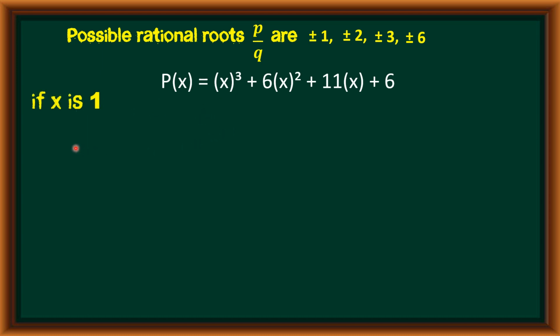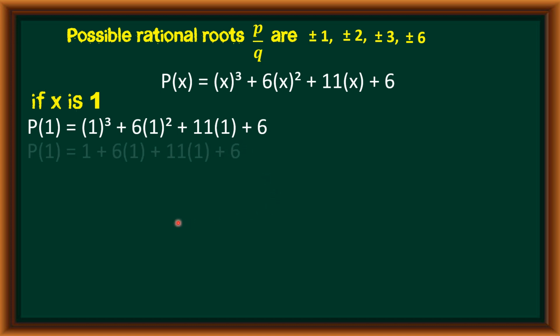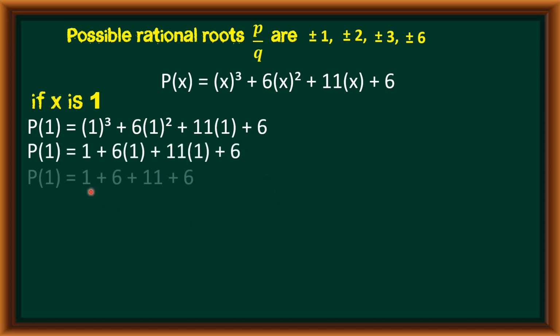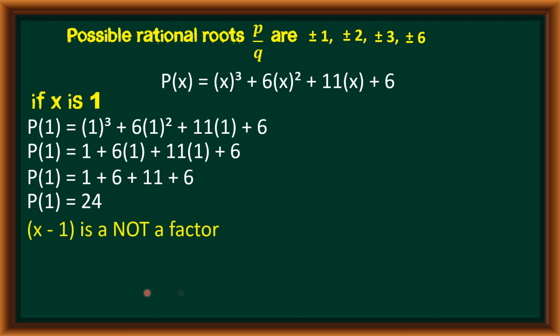Let us try if x is equal to 1. Substituting the value of 1 to x, we have 1 cube plus 6 times 1 square plus 11 times 1 plus 6. Simplifying, we have 1 plus 6 plus 11 plus 6. And P of 1 is equal to 24. Yan, 6, tsaka 6, 12, 13, tsaka 11, 24. So, since P of 1 is not equal to 0, therefore, x minus 1 is not a factor.